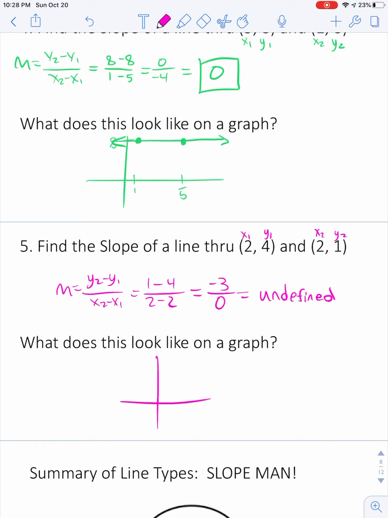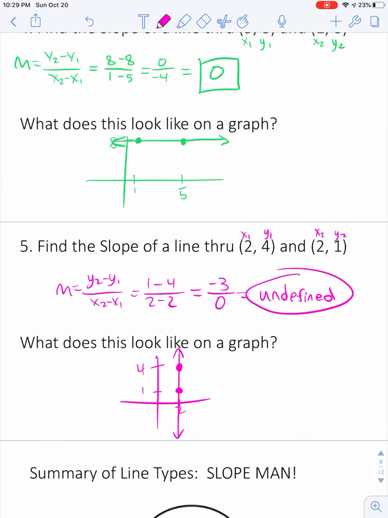We're going to take a look at the graph here. We're going to plot the point (2, 4), put that up here, and (2, 1), we'll put that down here. And when we connect those points with a line, because that's what we're talking about here is lines, you see that that's a straight up and down vertical line. That's what undefined slope means. It means you're going to have a vertical line.